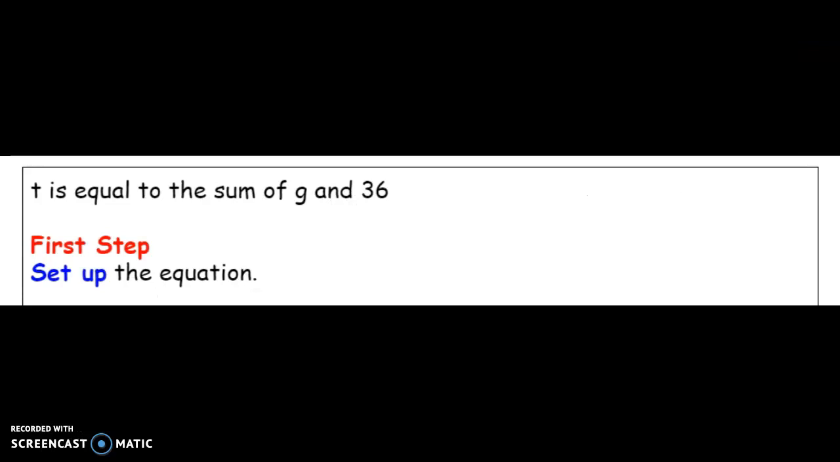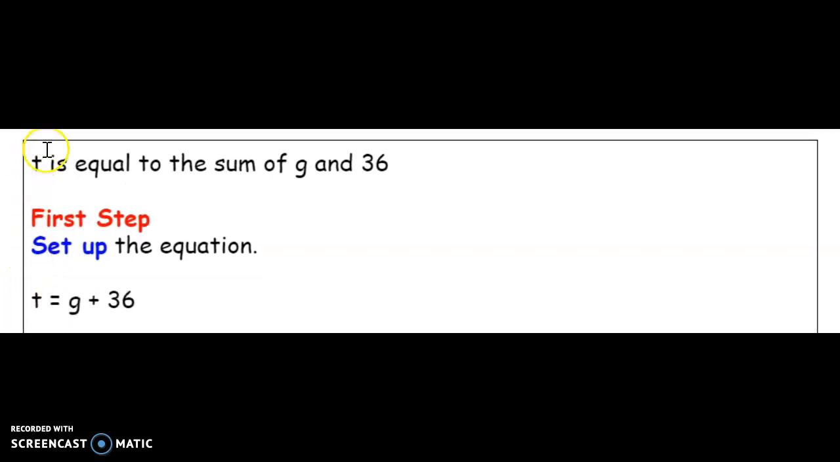T is equal to the sum of G and 36. Our first step is to set up the equation. Let's look at what that would look like. All right, the T becomes a T, is equal to becomes equal, and then we have these words, the sum of G and 36. Sum means to add. We put our addition sign. What are we adding? We're adding the G and the 36.